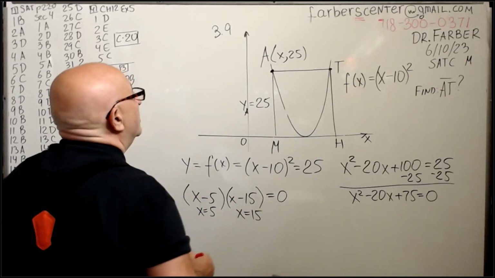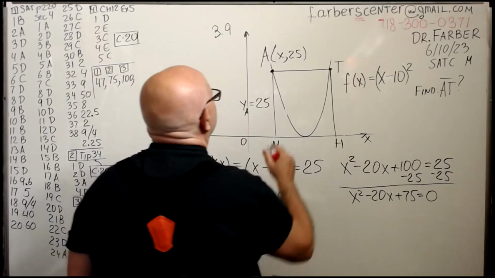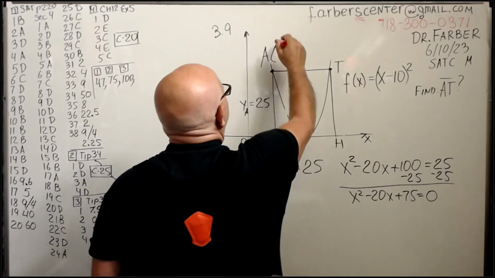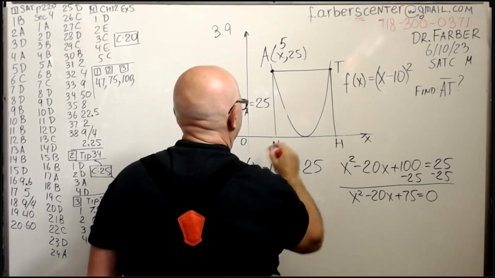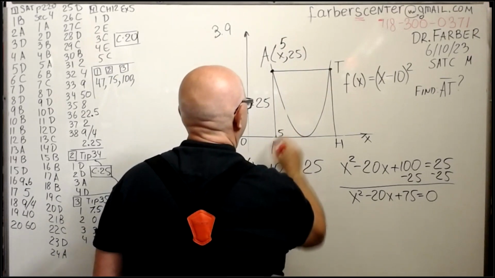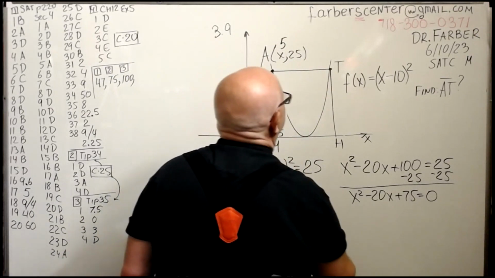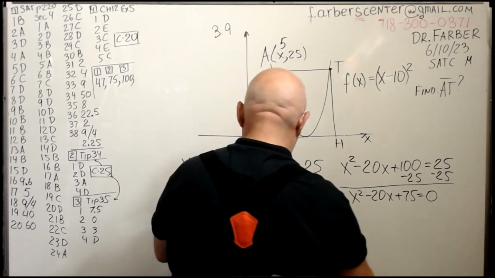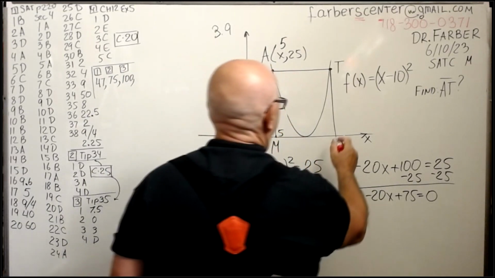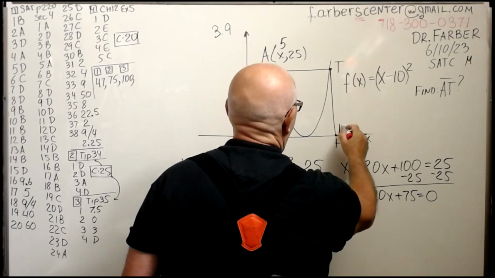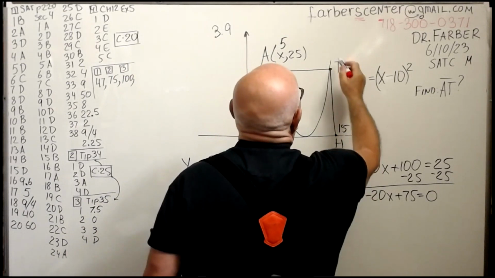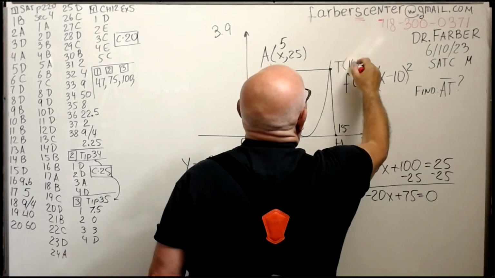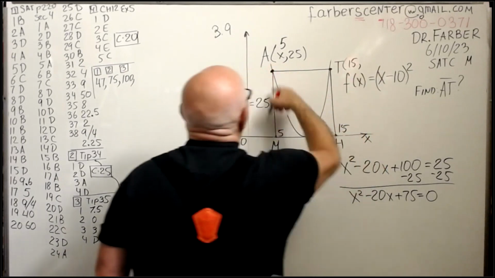So you can write this is 5. This is the x coordinate. And this is the coordinate of h, 15, right? They ask you to find 15. So this t has coordinate 15 and 25.